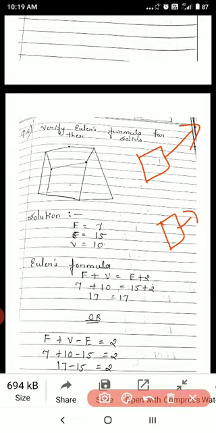Now question number 4. How are prisms and cylinders alike? If you extend the sides of a prism to a certain point, it will look like a cylinder. Then the second question, how are pyramids and cones alike? Yes, if we extend the sides or edges of a pyramid to a certain point, we will get a cone type of structure.